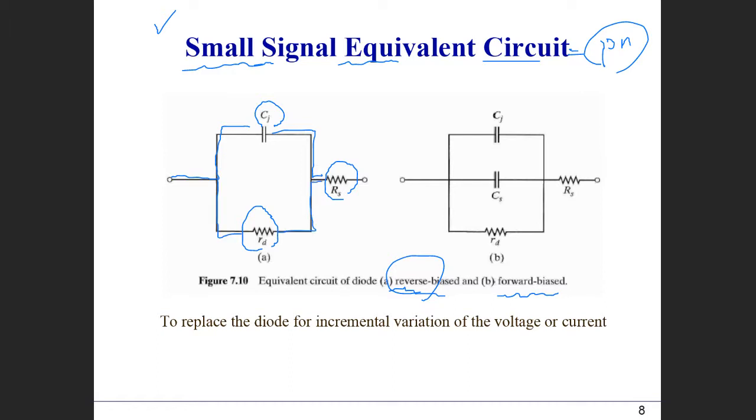Okay. Now, when you apply the forward bias, you're going to include an additional capacitance in this model, that is the storage capacitance. So by adding the storage capacitance, now you're going to have this parallel storage capacitance with the small signal resistance. Okay. So this way you can draw the equivalent circuit for the PN junction diode.